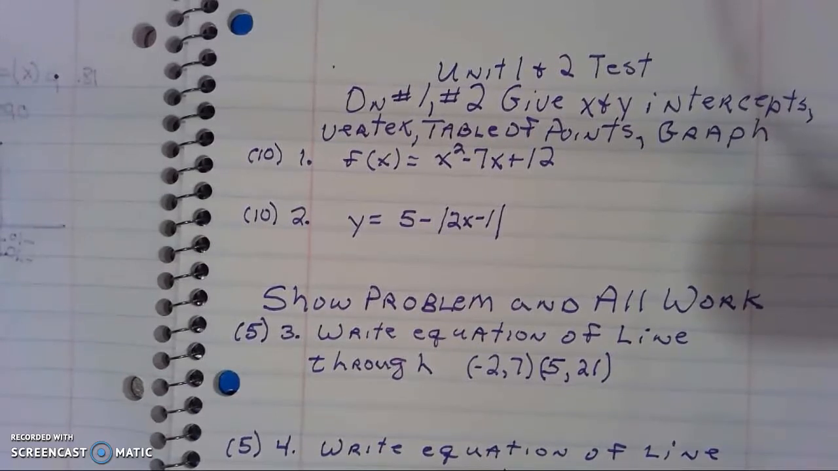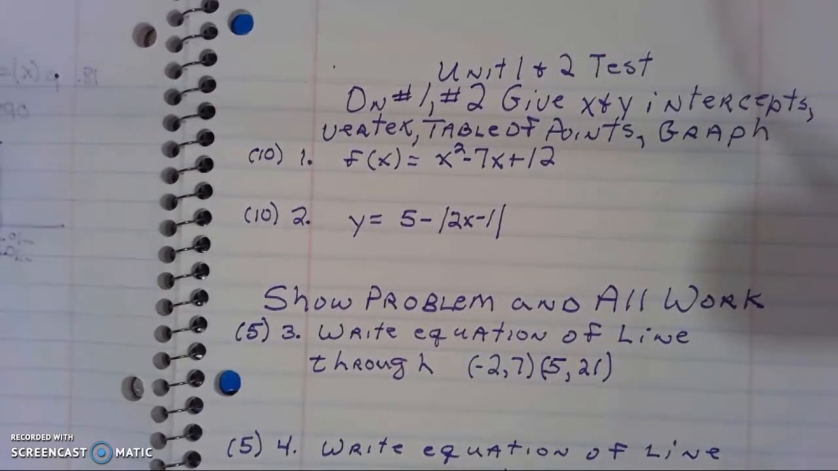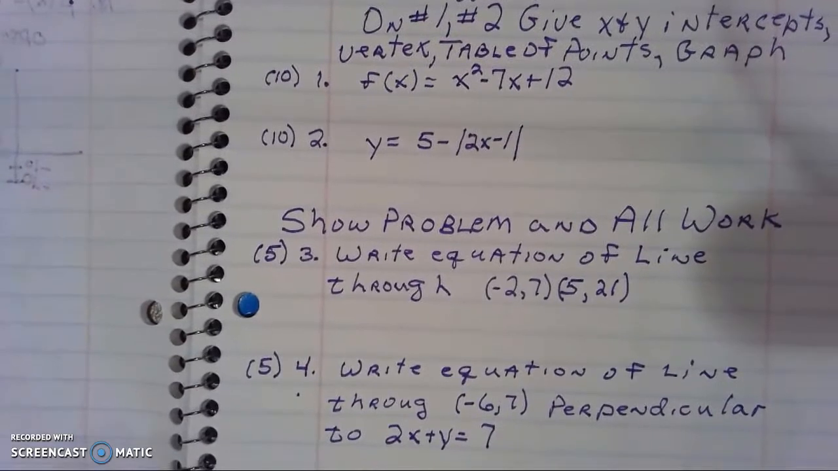Number 1, f of x equals x squared minus 7x plus 12. Number 2, y equals 5 minus the absolute value of 2x minus 1. Number 3, show the problem and all the work.